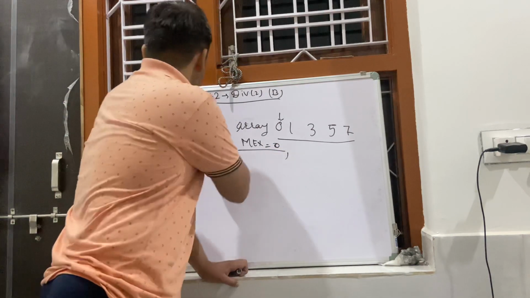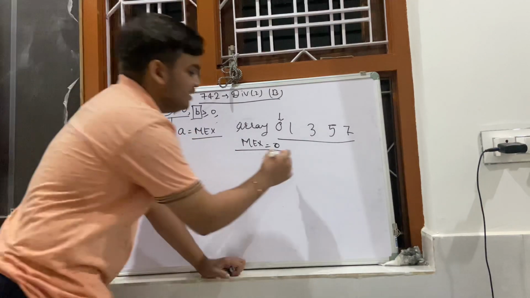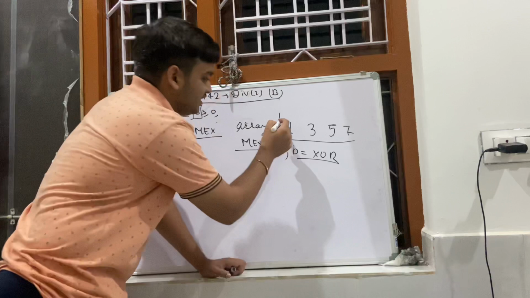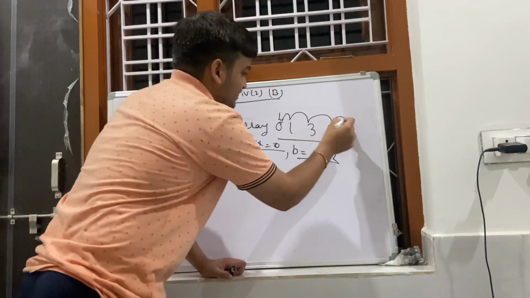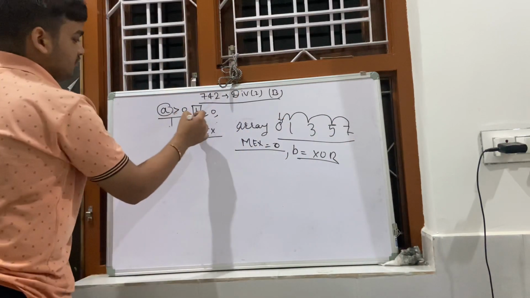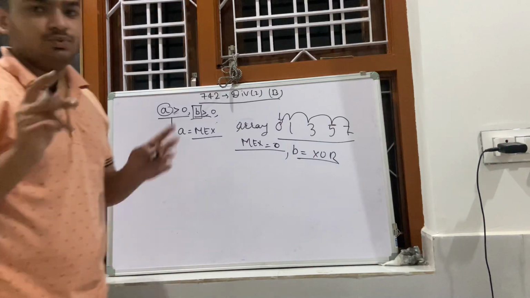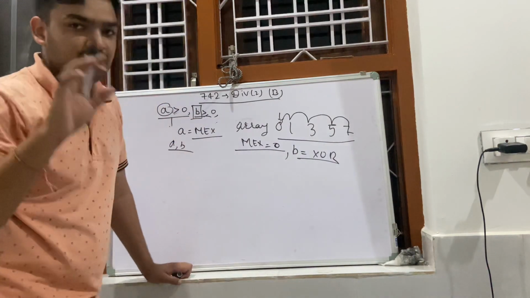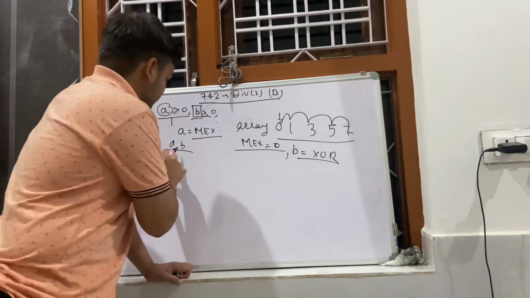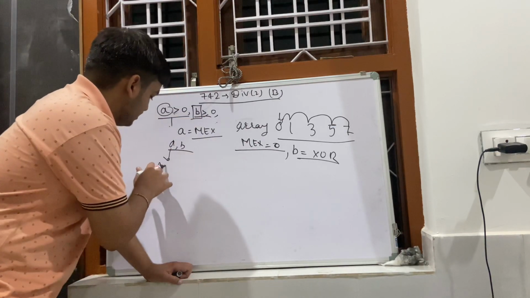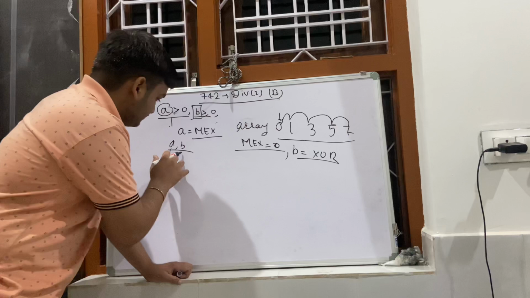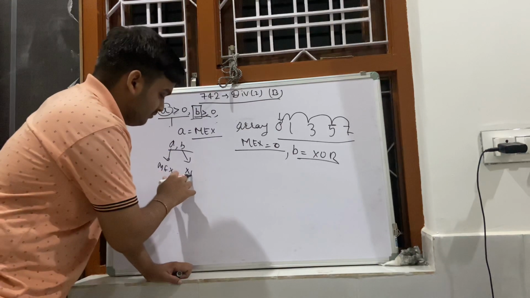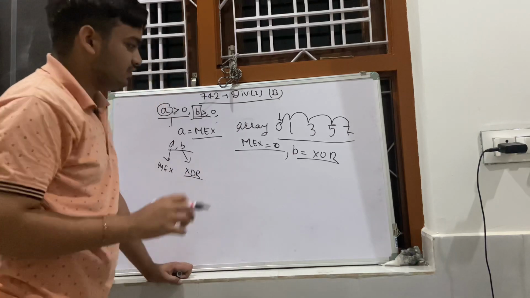Okay, and what is b here? The b here is the XOR value of all the elements. If I take the XOR of all the elements, that will give me the value of b. So you are given two integers a and b, and you need to find the minimum size of an array whose mex value is a, and the XOR of all its elements gives b. So you need to find that array.